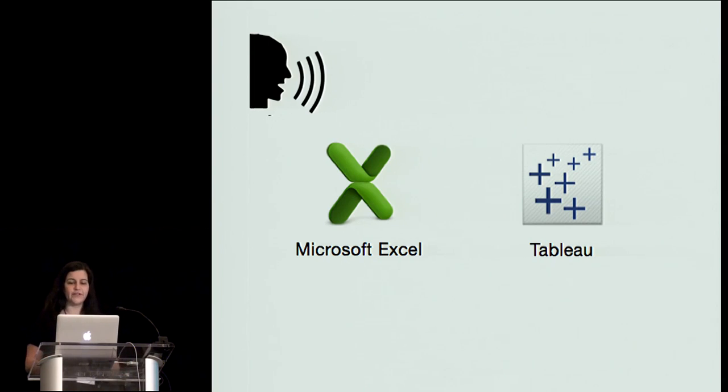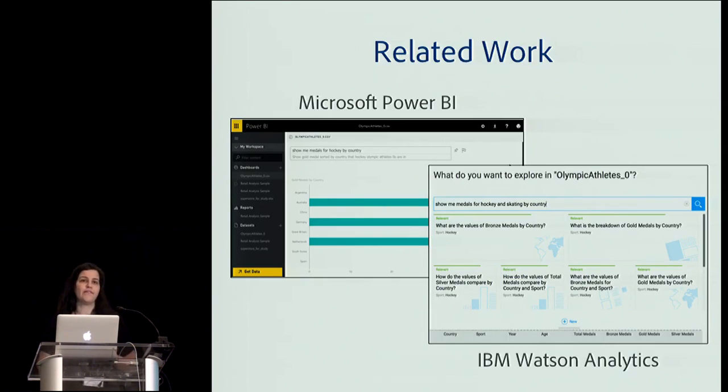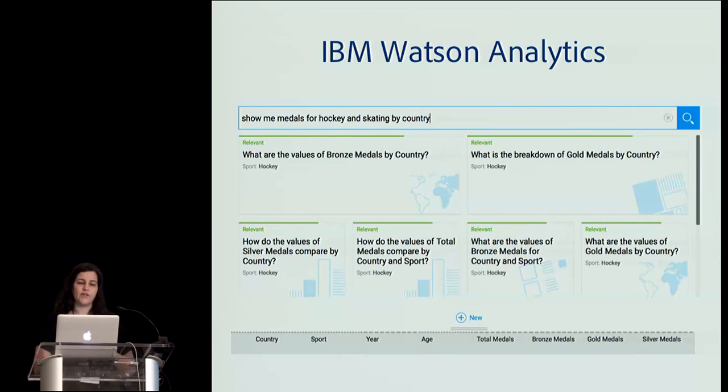And in fact, there are a number of commercial tools already available out there. Microsoft has a tool called Power BI, and IBM has Watson Analytics, and that's exactly what they try to do. And they take a very similar approach. They take a user query, in this case, show me medals for hockey and skating by country, and they try to match it to queries that they know how to process and how to turn into visualizations.